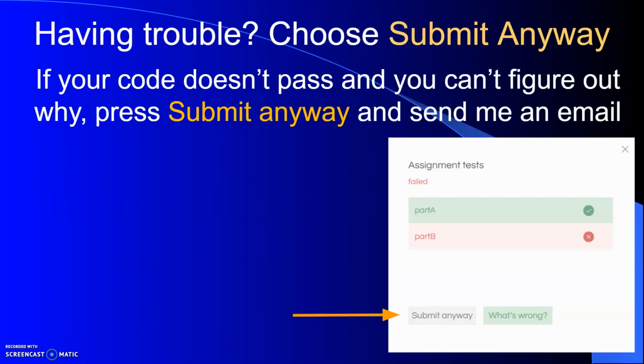Again, if it doesn't work, you can click Submit anyway. Now, if you submit anyway, you're saying, I have trouble and can you help me out? You're going to want to send me an email just to make sure that I know I need to look at this and help you out. But click Submit anyway, because if you don't click Submit anyway, I'm not going to be able to see your work. And then send me an email and I'll try and help you with the problem.